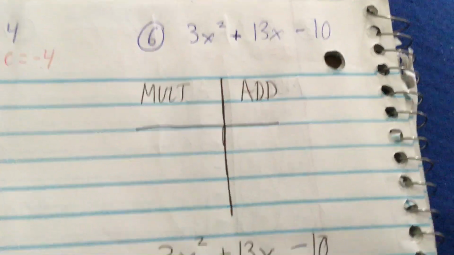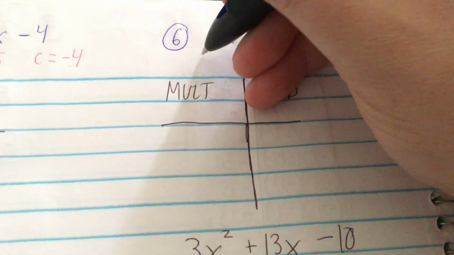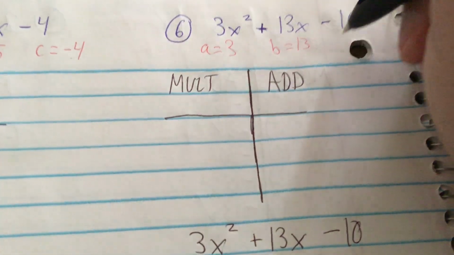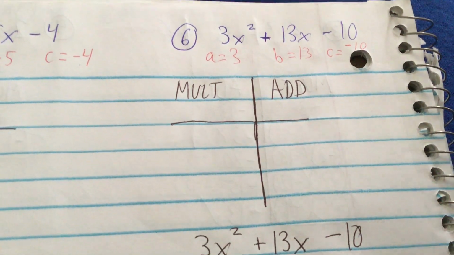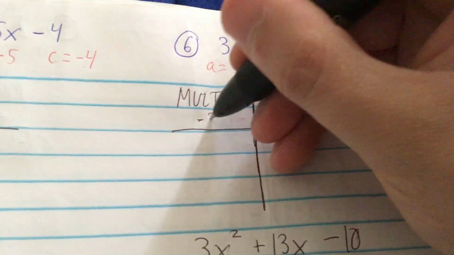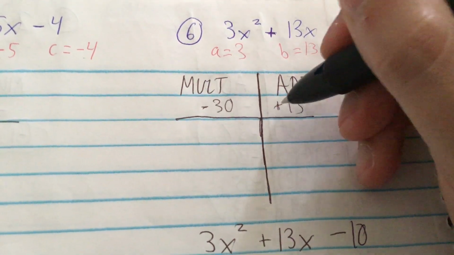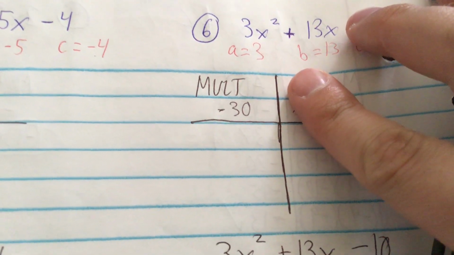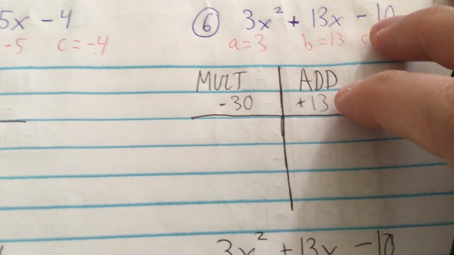So now that you've got the hang of this, I'm going to label my A, B, and C since I can't divide anything from all 3. A is 3, B is 13, and C is negative 10. And now multiply to AC, 2 numbers that multiply to negative 30 and add to positive 13. Well, it has to be a positive and a negative multiplied together, so one of each. And that add to positive 13 tells me that the positive number is stronger than the negative number.